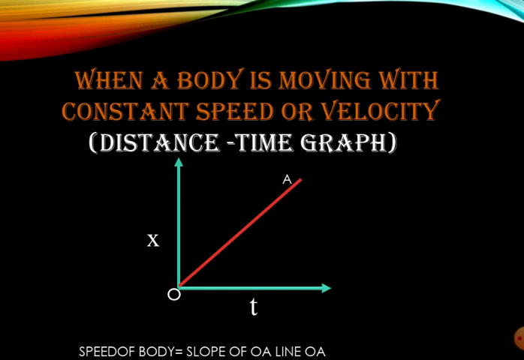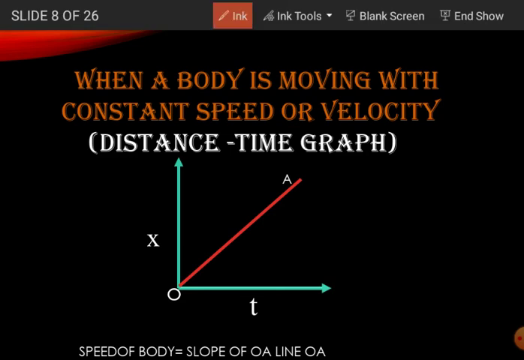Let's see. When a body is stationary, we found that the graph was a straight line, but parallel to the time axis. But when the body is moving with a constant speed or velocity, no doubt your distance time graph is a straight line, but it will not be parallel to the time axis. Rather, it will have some definite angle with the x-axis, right? So if the graph has some angle or slope, it represents constant speed, or velocity, we can say.